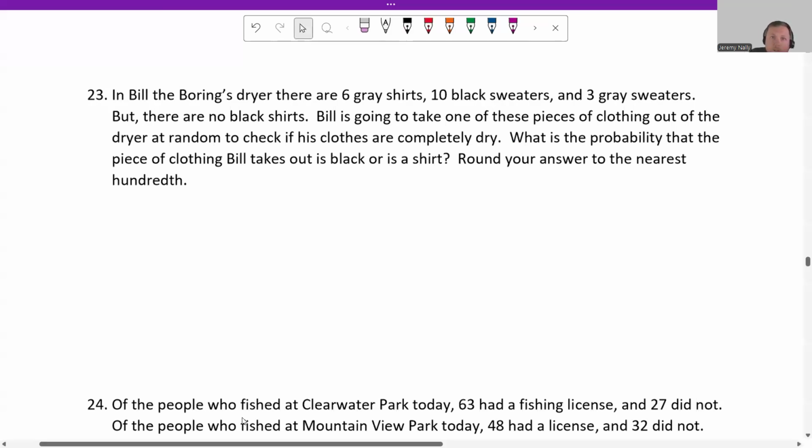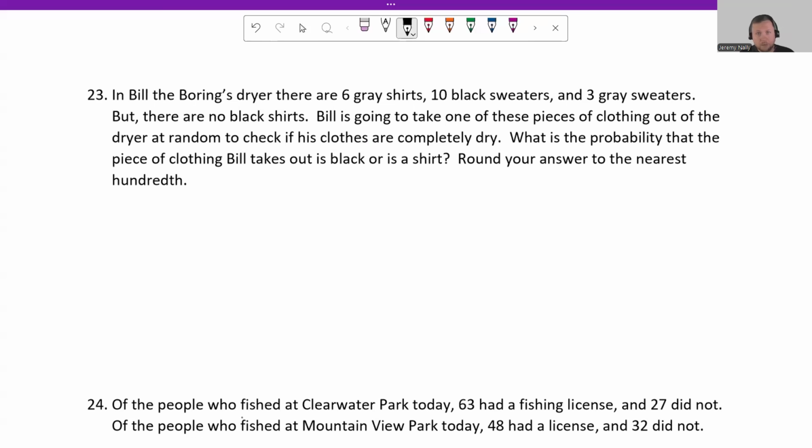In Bill the Boring's dryer, there are 6 gray shirts, 10 black sweaters, and 3 gray sweaters, but there are no black shirts. Bill is going to take one of these pieces of clothing out of the dryer at random to check if his clothes are completely dry. What is the probability that the piece of clothing Bill takes out is black or is a shirt? Round your answer to the nearest hundredth. You can still make the table.